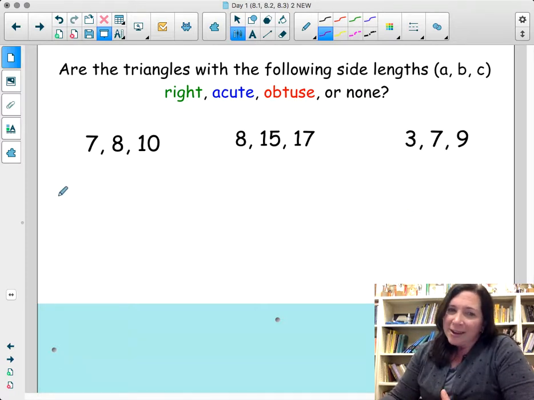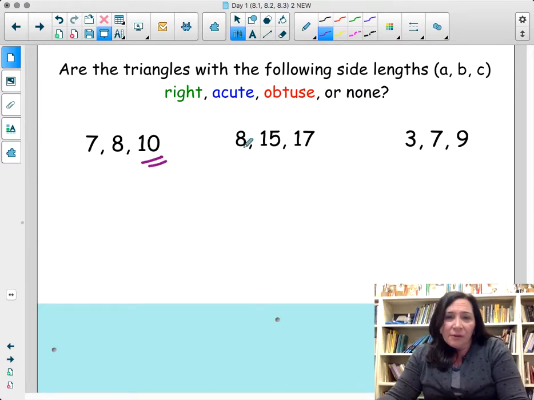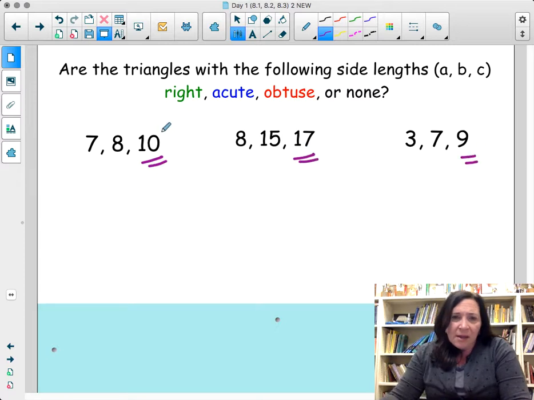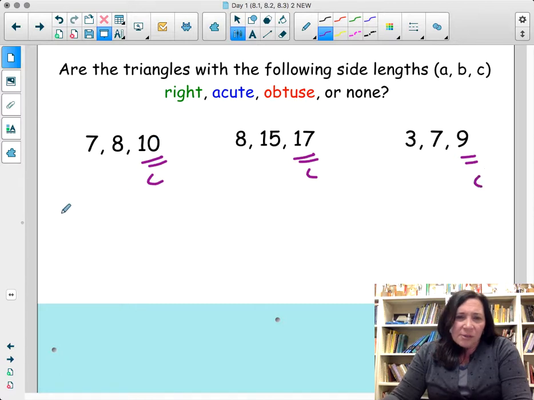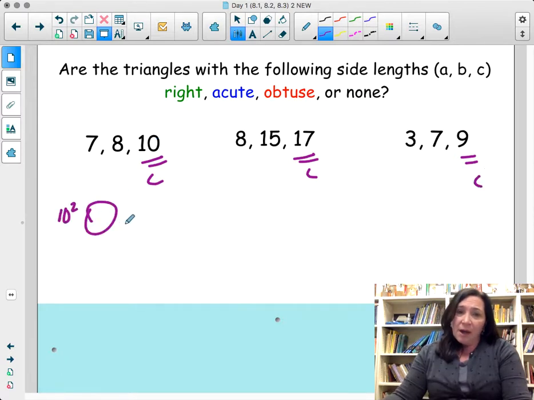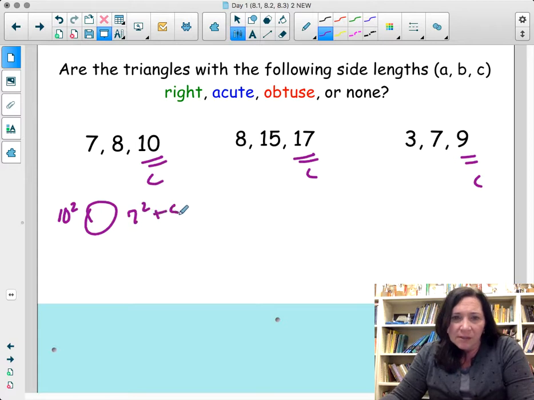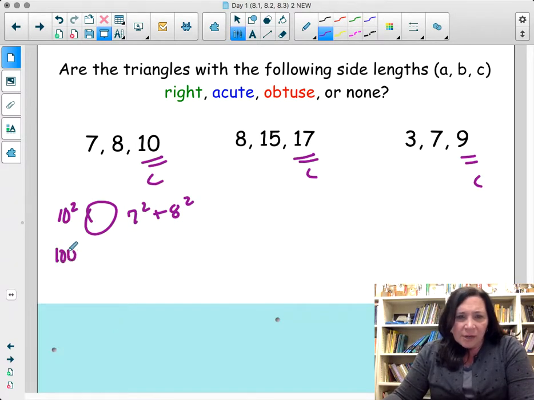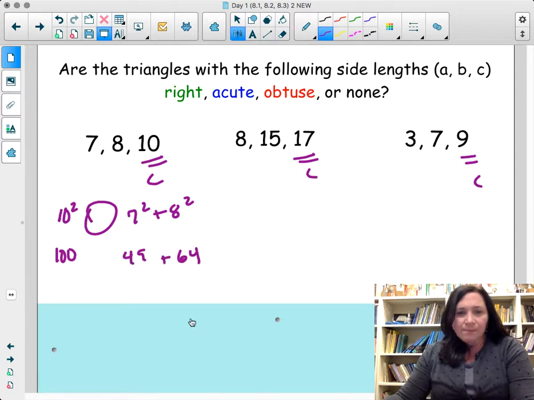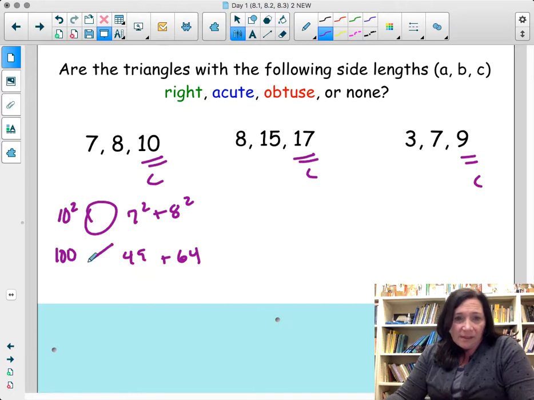So assuming you stopped the video and did that, let's see. We're going to remember, always take the biggest side first. So biggest side, biggest side, biggest side. That's my c, so c squared. So 10 squared is equal to 7 squared plus 8 squared? So this is 100, and this is going to be 49, and this is 64. Well, see, 100 is less than 49 plus 64, so that would make this acute, if it's less than.